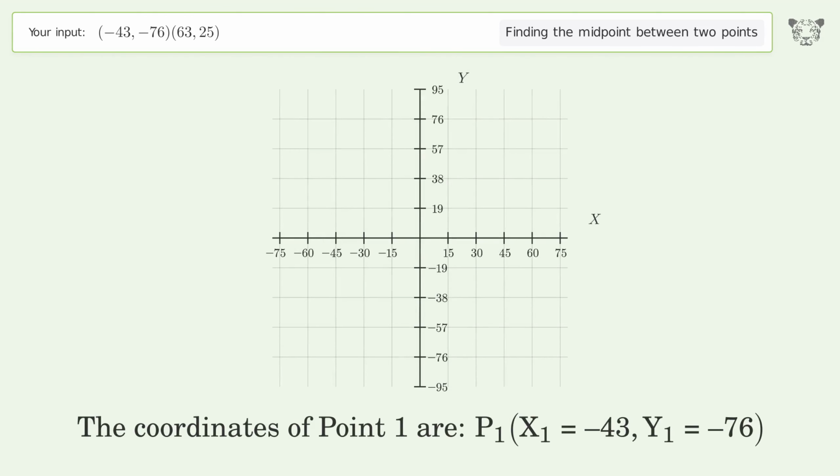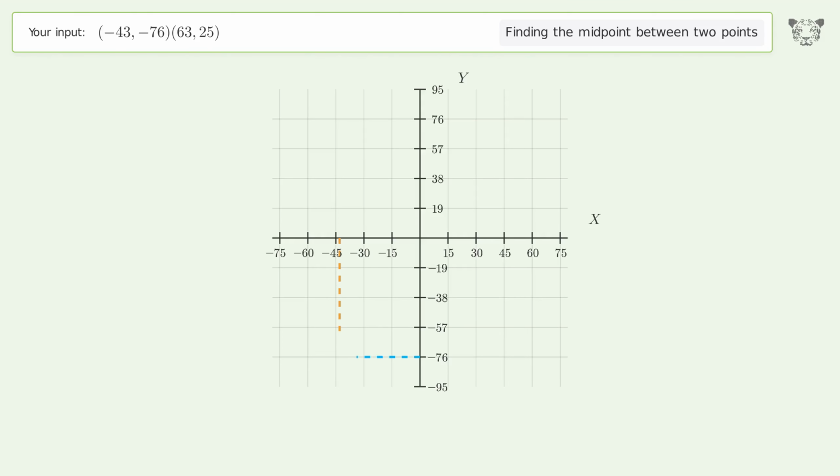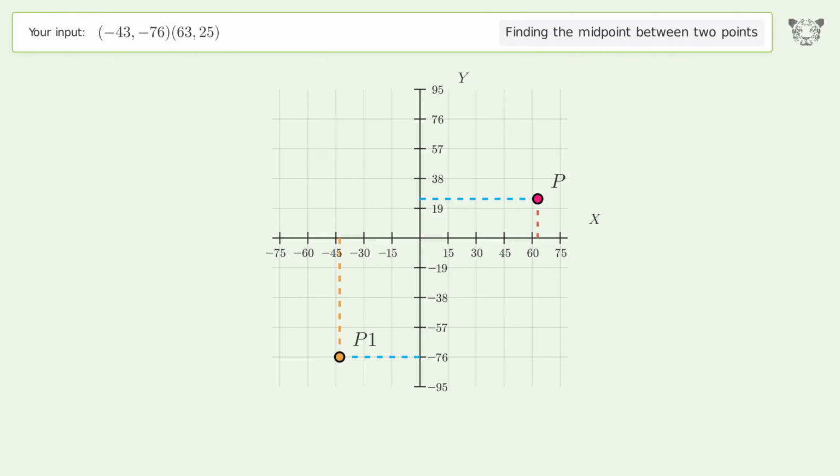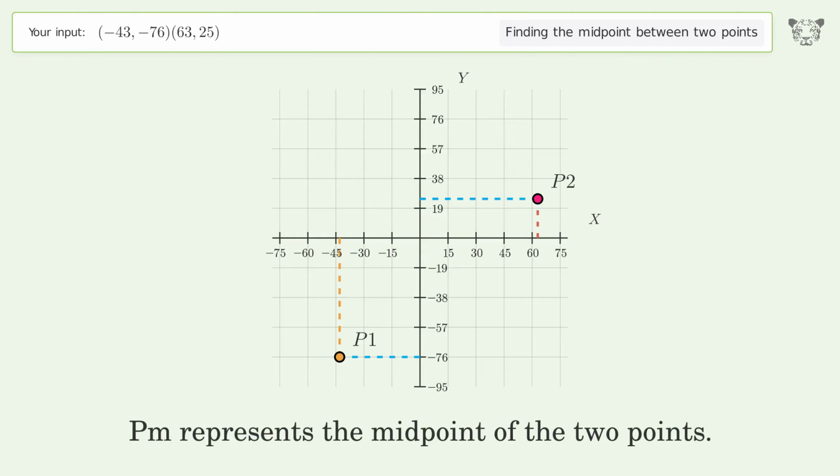The coordinates of point 1 are x1 equals negative 43, y1 equals negative 76. The coordinates of point 2 are x2 equals 63, y2 equals 25. PM represents the midpoint of the 2 points.